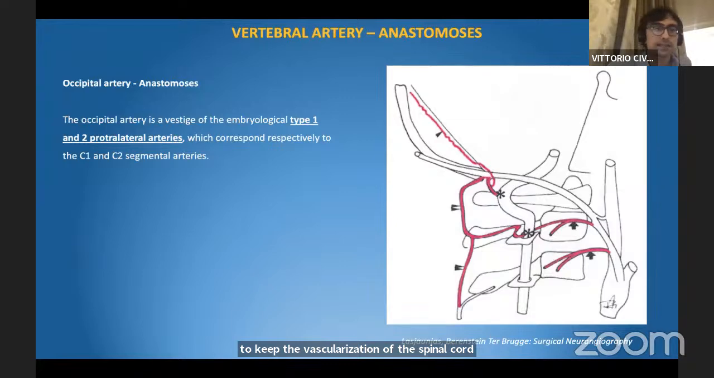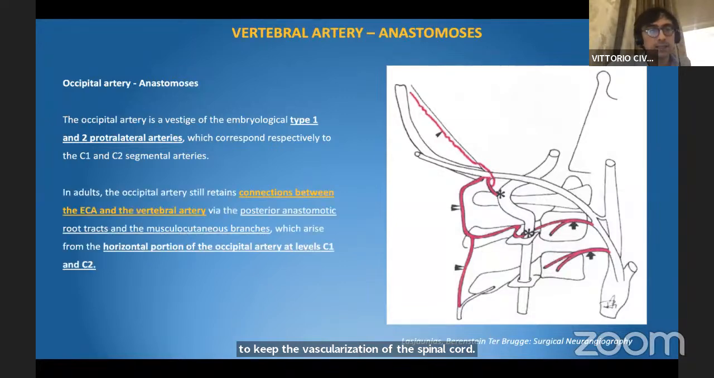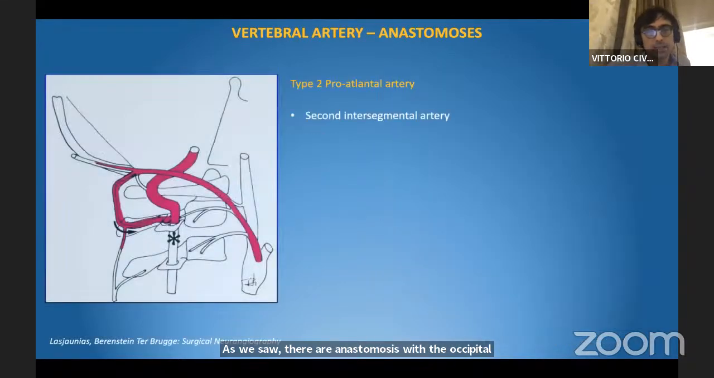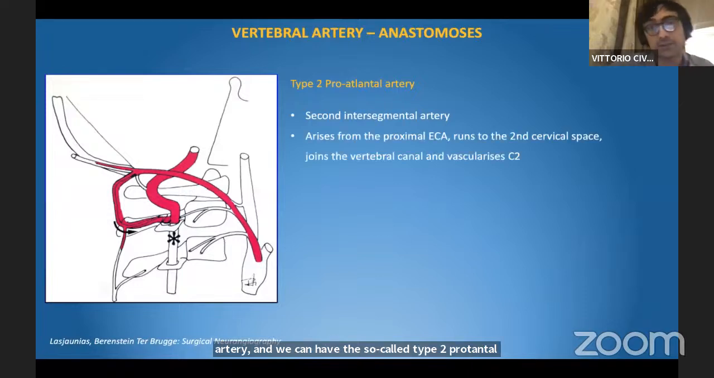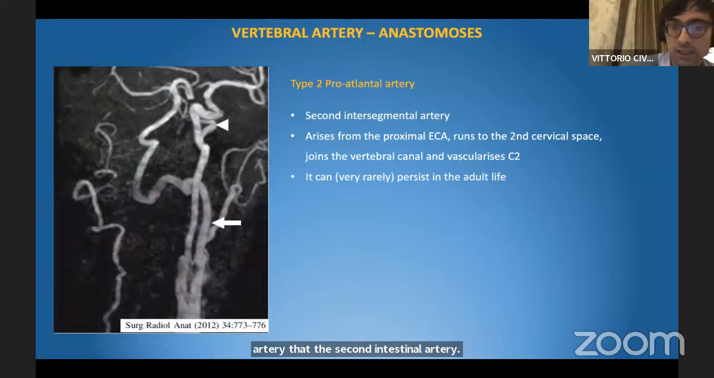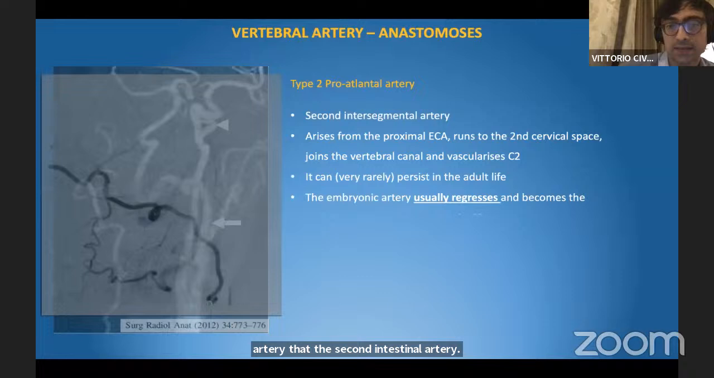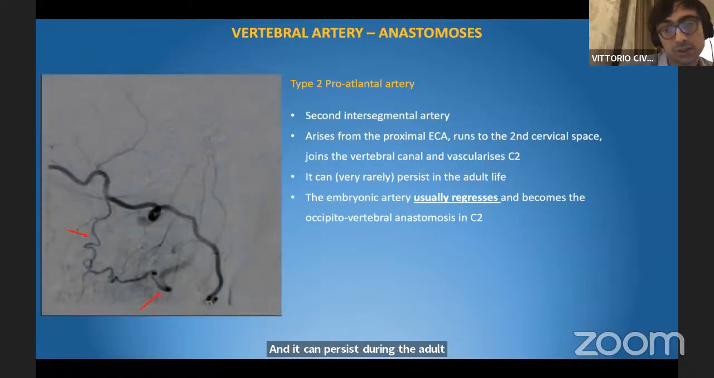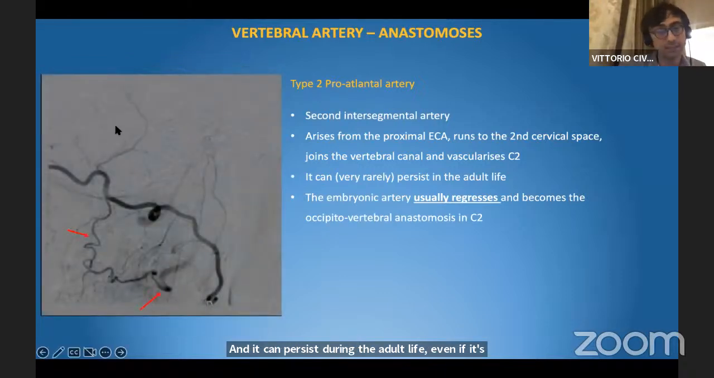As we saw, there are anastomoses with the occipital artery, and we can have the so-called type 2 proatlantal artery, that is the second intersegmental artery, and it can persist during adult life, even if it's rare. But usually it regresses, and it's always present as a potential anastomosis at this level.